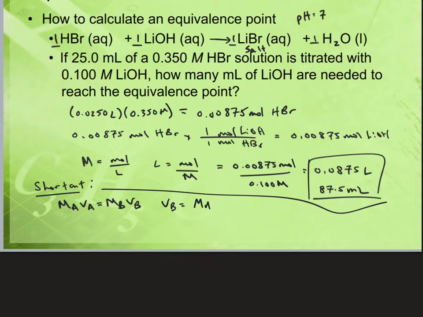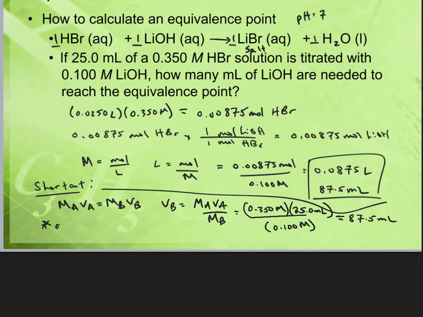VB would be MAVA over MB. Okay, and mathematically, based on that, the molarity of the acid was 0.350 molar. The volume of the acid was, and we can actually leave it in milliliters here, 25.0 milliliters, divided by 0.100 molar. My answer would come out in milliliters, 0.35 times 25 divided by 0.1. Gives you 87.5 milliliters.